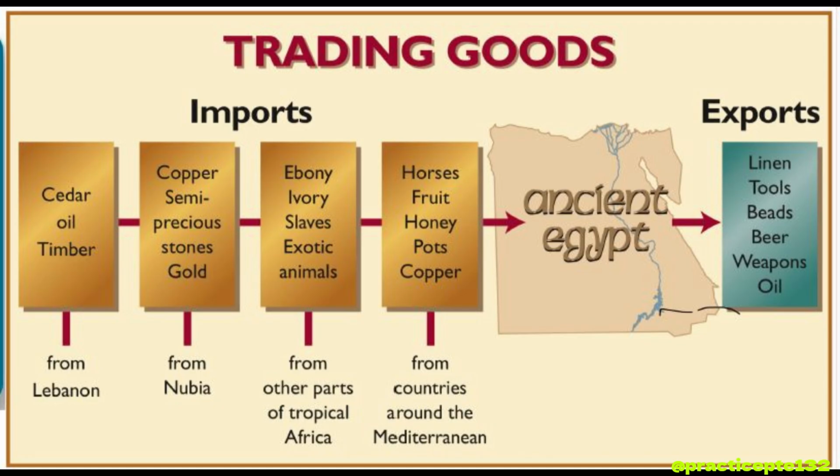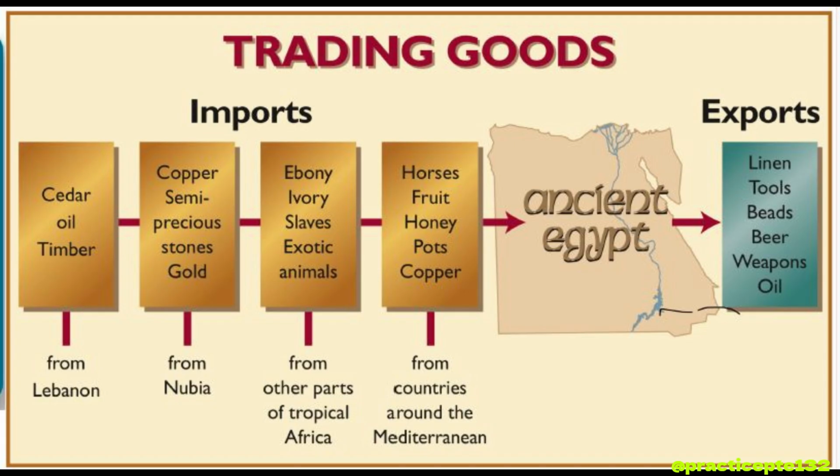The following picture gives information about ancient Egypt trading. It shows how the process is done. The steps include import goods and export goods. According to this picture, the first step is to import cedar oil and timber from Lebanon. According to this picture, the second step is to import copper, precious stones and gold from Nubia. You can see from this picture that the third step is to import slaves and animals from Africa.